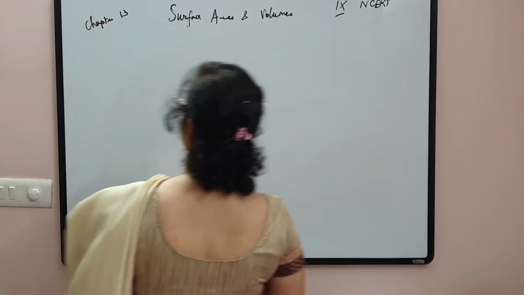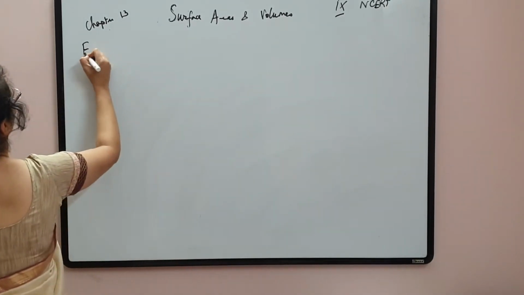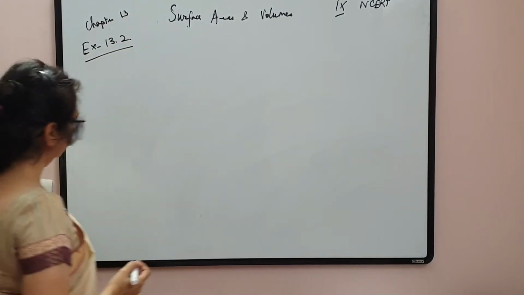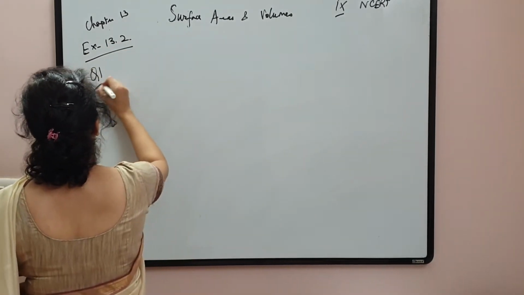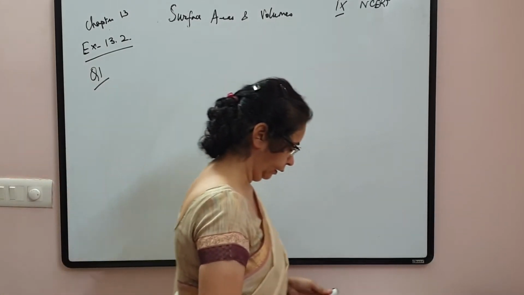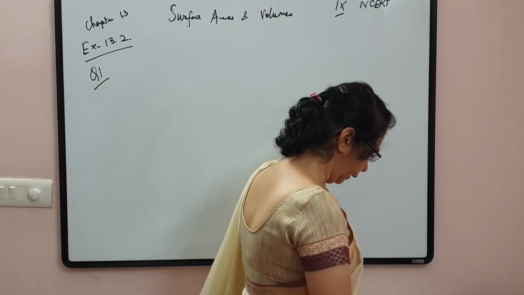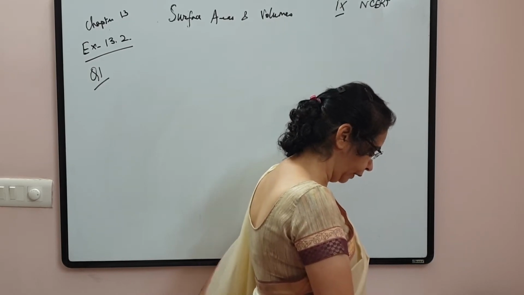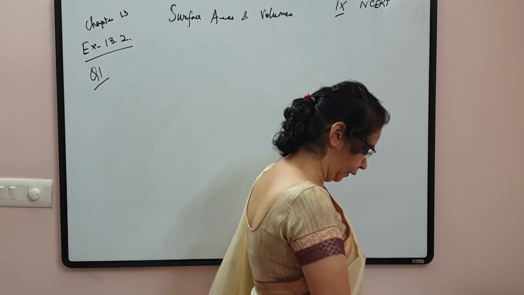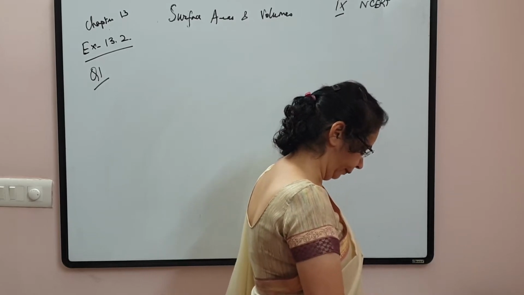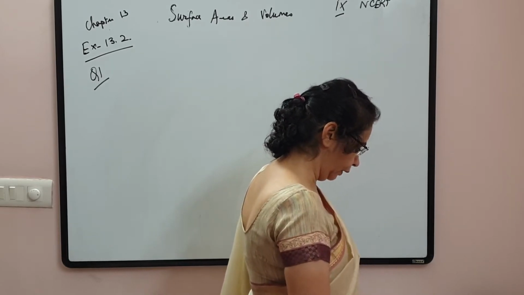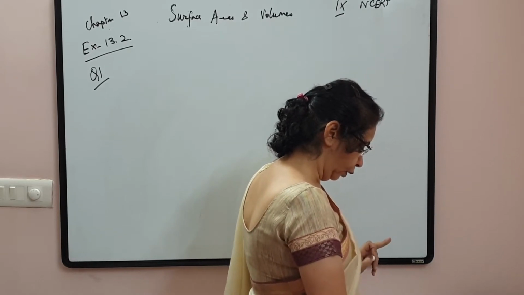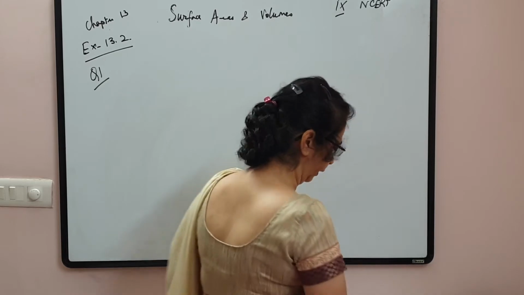Alright, exercise 13.2. Let us first take question number 1. The curved surface area of a right circular cylinder of height 14 cm is 88 cm square. Okay, so what have they given you, children? They have given you the curved surface area of a right circular cylinder.